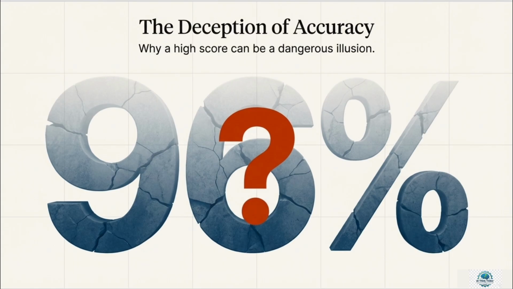This brings us to one of the most important lessons in classification, the deception of accuracy. That big, bold 96% is a dangerous illusion. Accuracy is simply the ratio of correct predictions to the total number of predictions. It sounds like the only metric you need, but it has a fatal flaw.